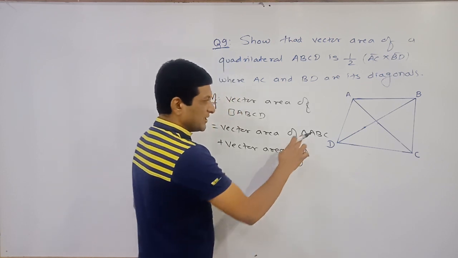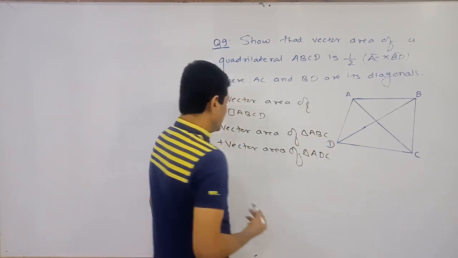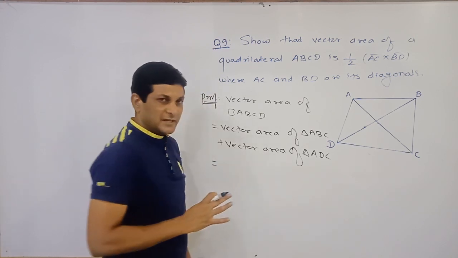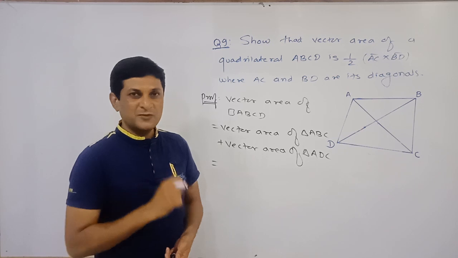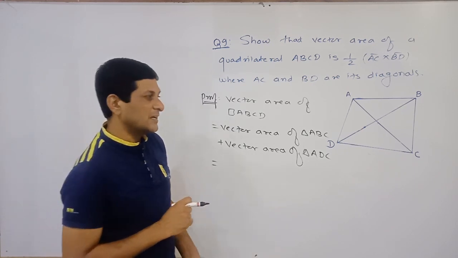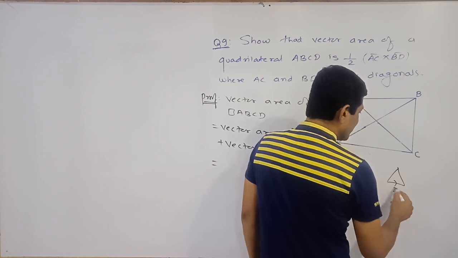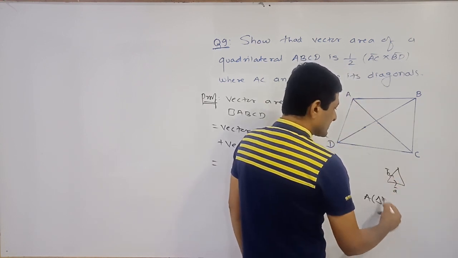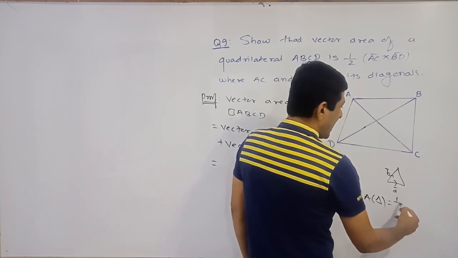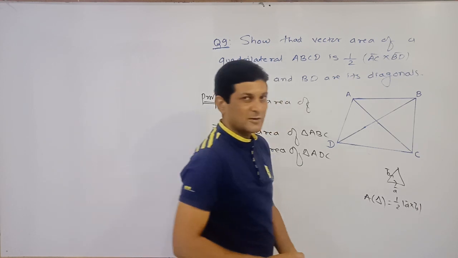Quadrilateral. So area of triangle ABC plus area of triangle ADC. Already when we discussed the result of cross product, we have seen one formula to find out the area of a triangle. If a bar and b bar are two sides of a triangle, then the area of this triangle will be equal to half magnitude of a bar cross b bar.